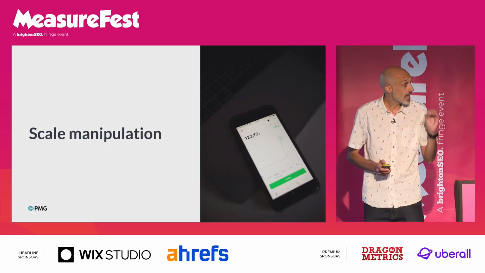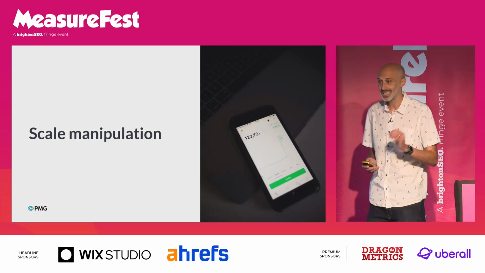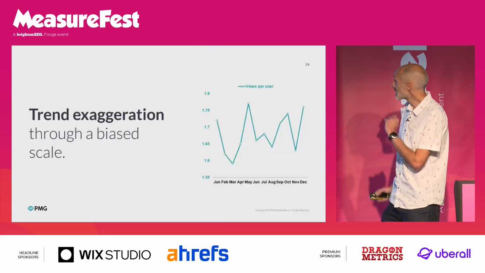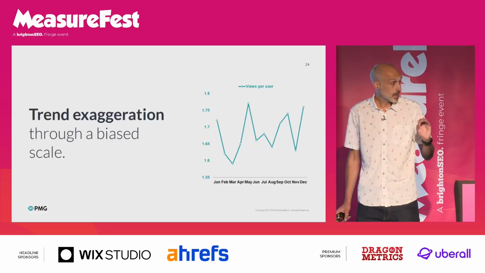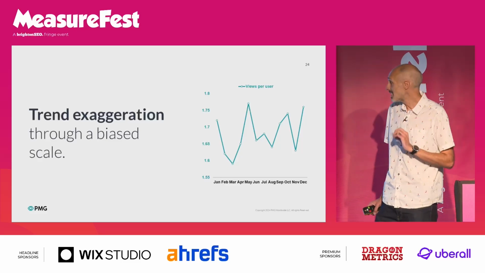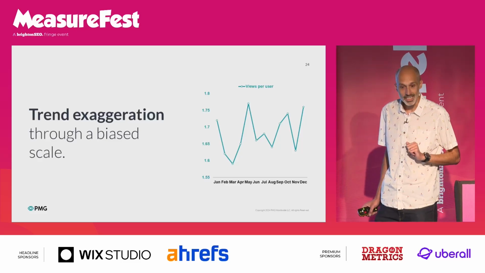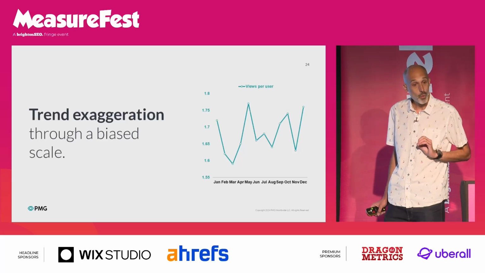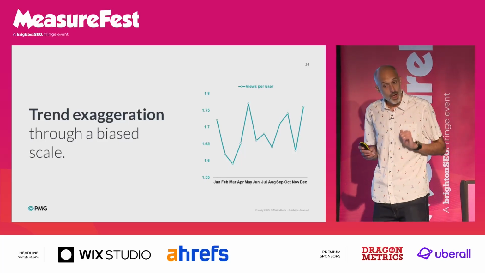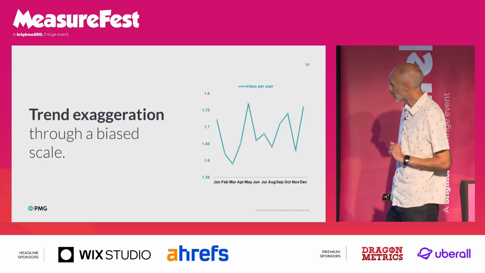Scale manipulation can take hold on both the Y and X axes of your visuals. Here's an example of it at play on the Y-axis. Here we're plotting views per user from Google Analytics over time. I did this in Excel, and Excel, rather unhandily, gave me a scale starting at 1.55 and ending at 1.8. A very narrow scale which is providing us with quite a jagged line chart.